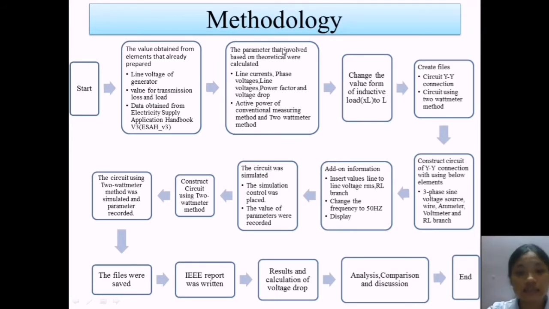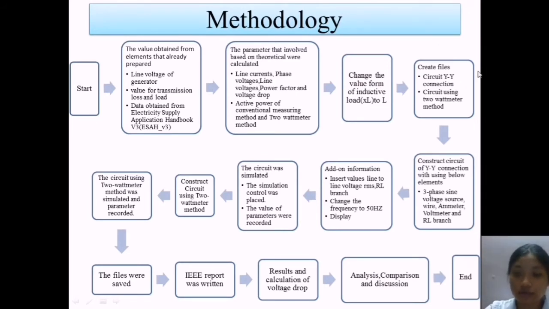The next step is that the parameters involved will be calculated theoretically: line currents, phase voltage, line voltage, power factors, and voltage drop, and the active power of the conventional measuring method and the 2-wattmeter method. The next step is to change the inductive load value from XL to L, because the software cannot insert XL, only L. So I want to convert first.